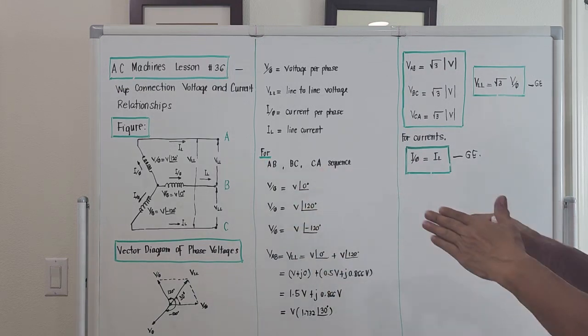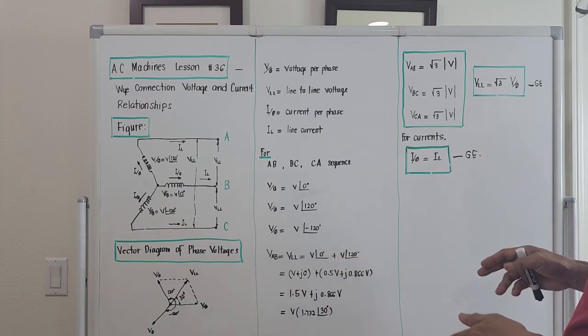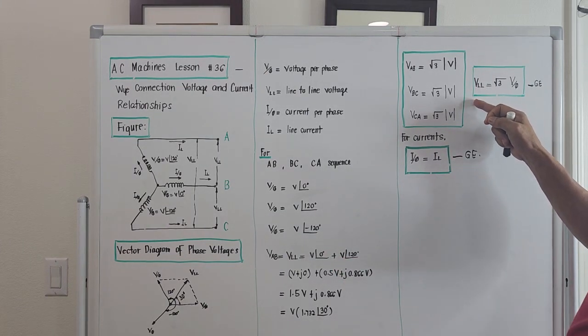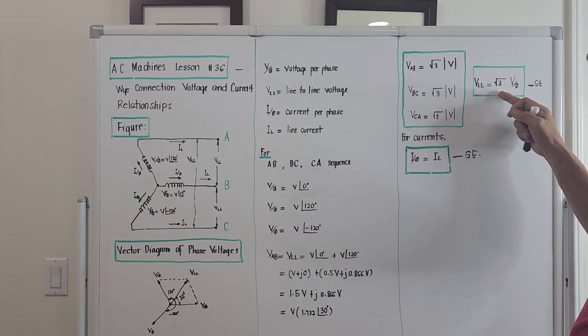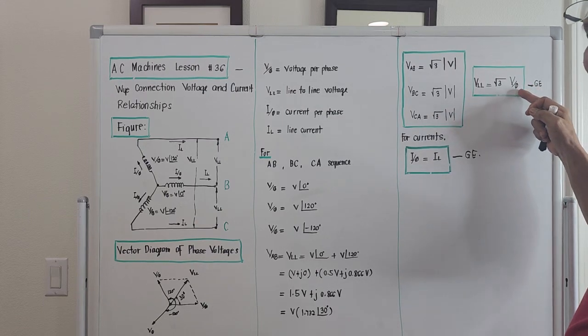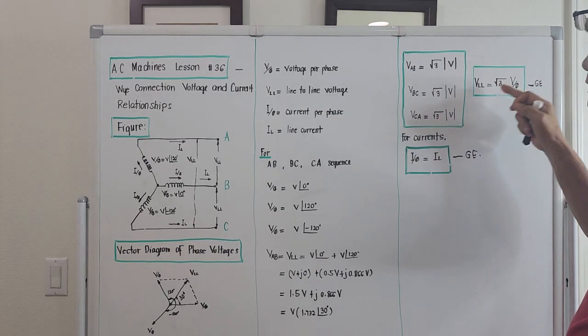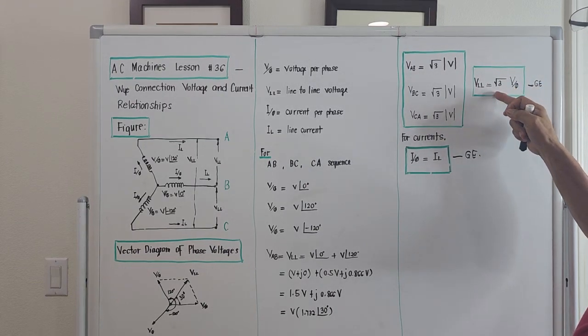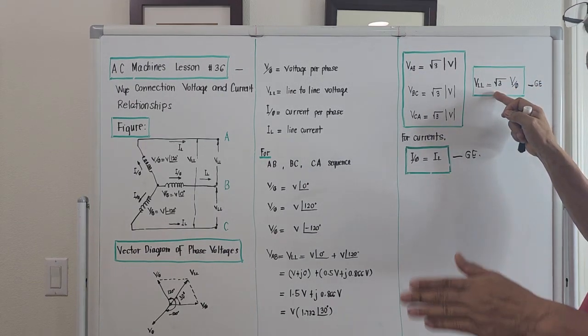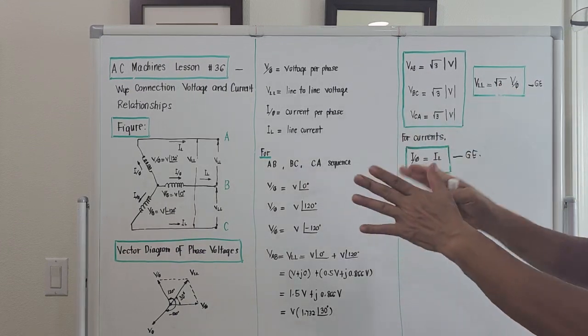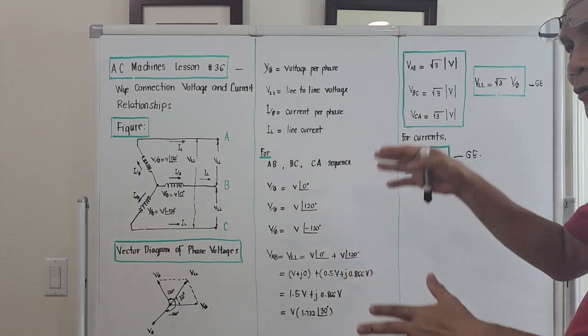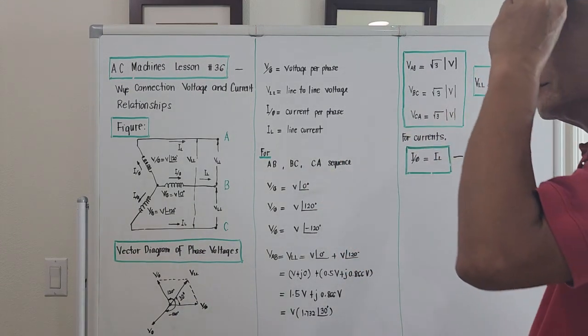And for the voltages, it will be a different story. That is, the line-to-line voltage is equal to square root of 3 times the value of the phase voltage. It is not times 2. It is not times 3. It is square root of 3. There must be a reason why it is square root of 3. That's why I'll try to bring out the derivation. Okay, let's proceed.